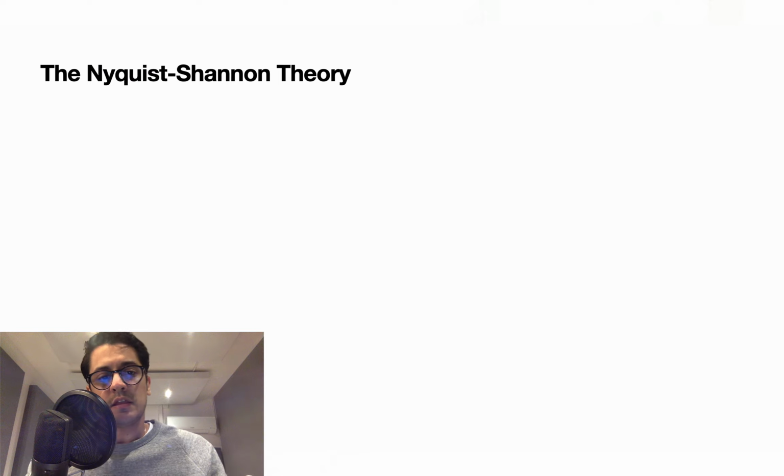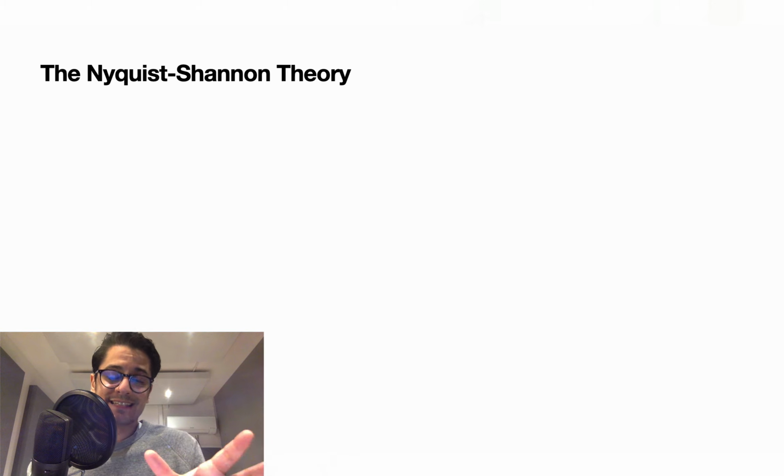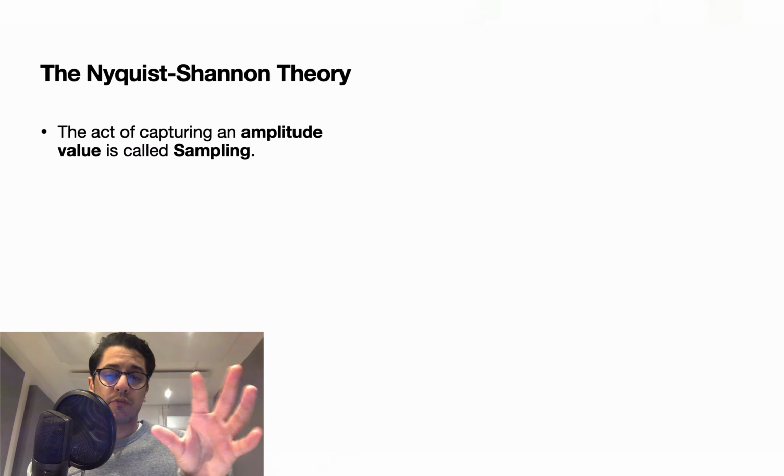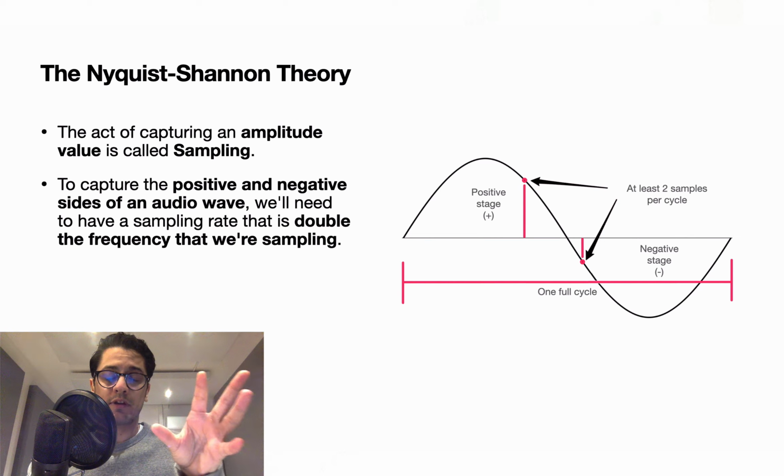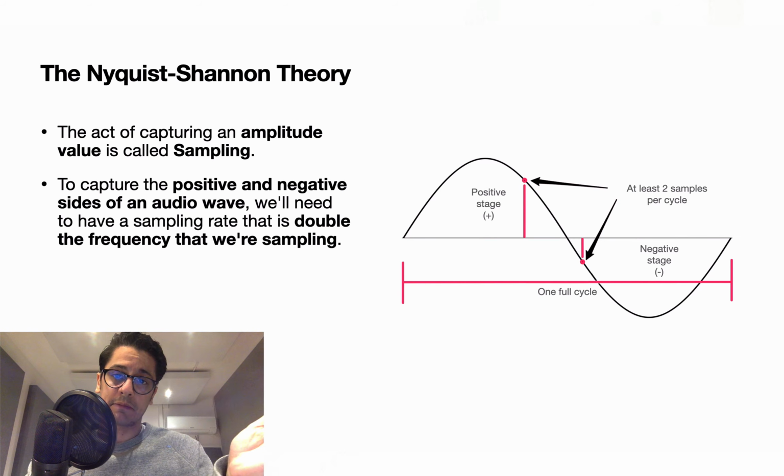So, the act of capturing an amplitude value in digital audio is called sampling. And a sample is actually just a static representation of a waveform captured in time. To capture both the positive and negative cycles of an audio waveform, we'll have to have a sampling rate that is at least double the frequency that we're sampling.